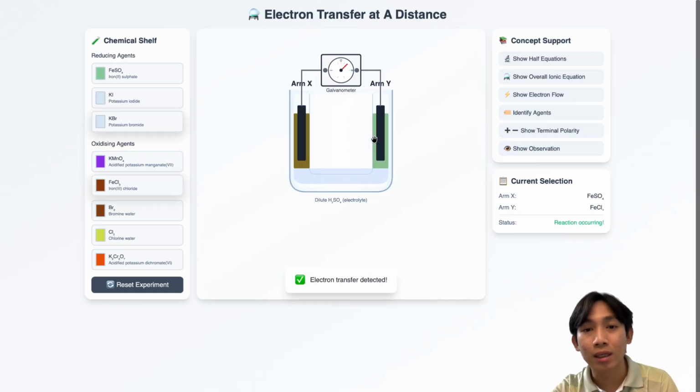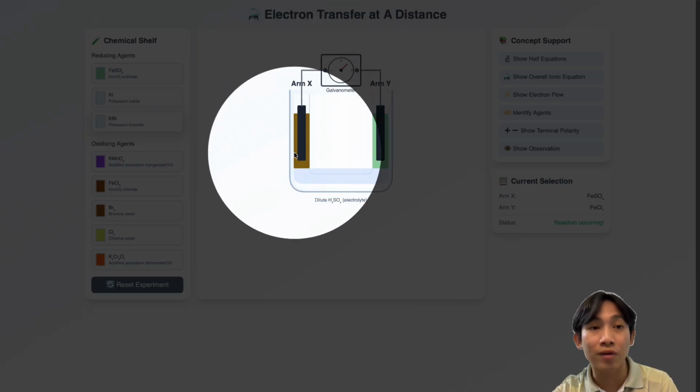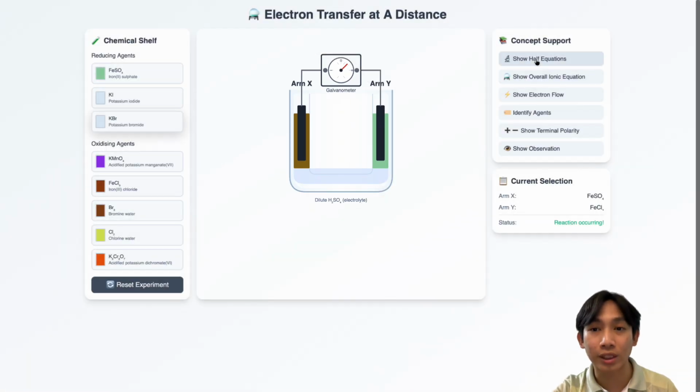You can see the galvanometer deflects, and the initial color of the iron 2 sulfate is green. After the reaction it changed to brown. Why? Because you can see the half equations.